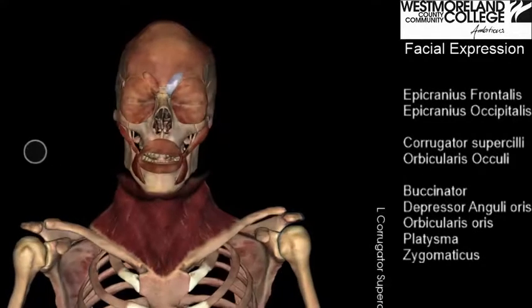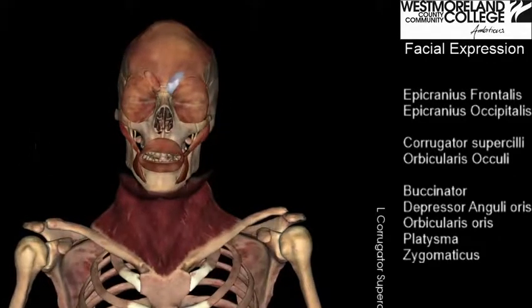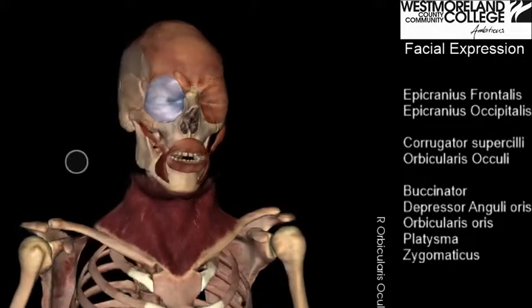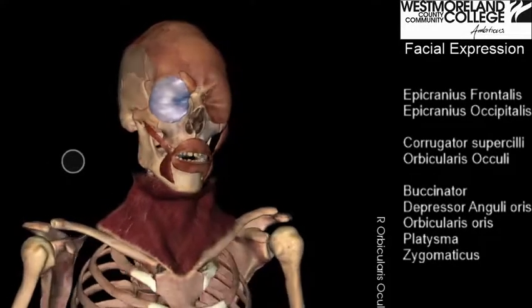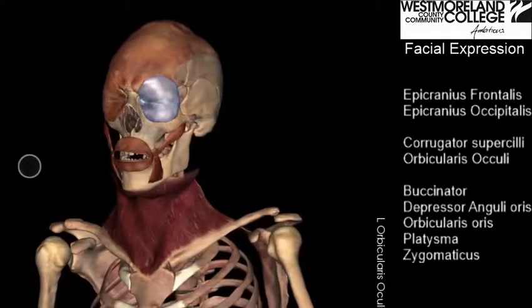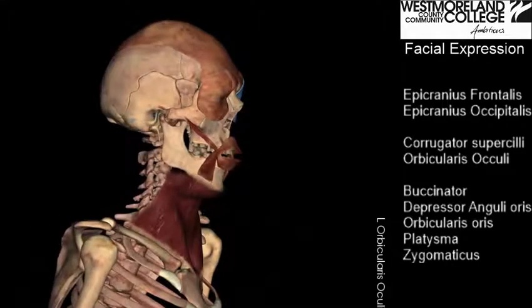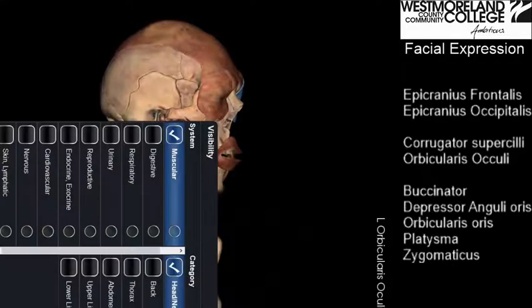We can then see the corrugator supercilii, which are responsible for making the furrowed brow and angry eyebrows. The insertion being on the eyebrow. Then we have the orbicularis oculi, the muscles of the eye. In this example, they are closed, but they could be open as well. So these are circular muscles that when they contract, they close the eye.